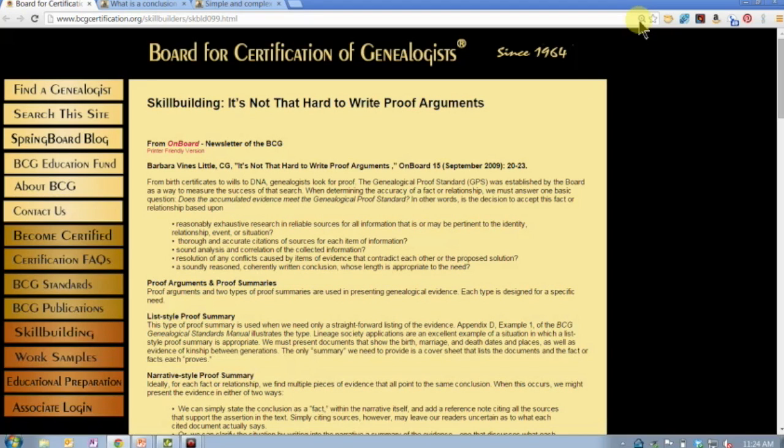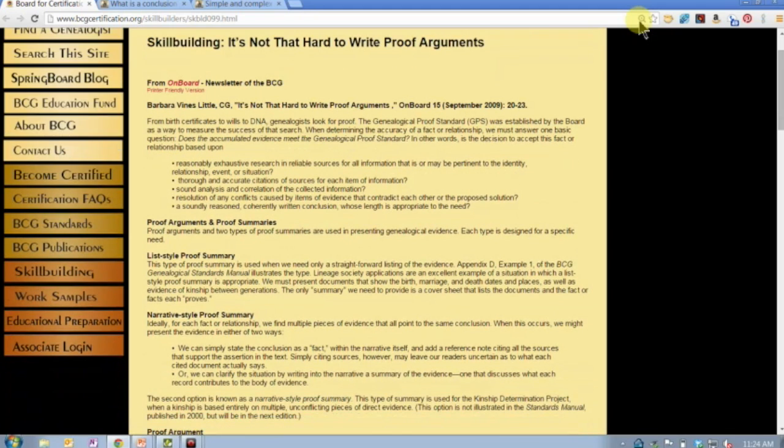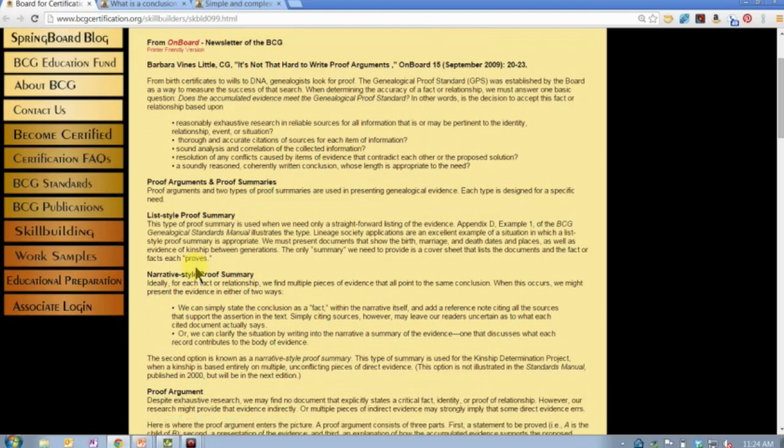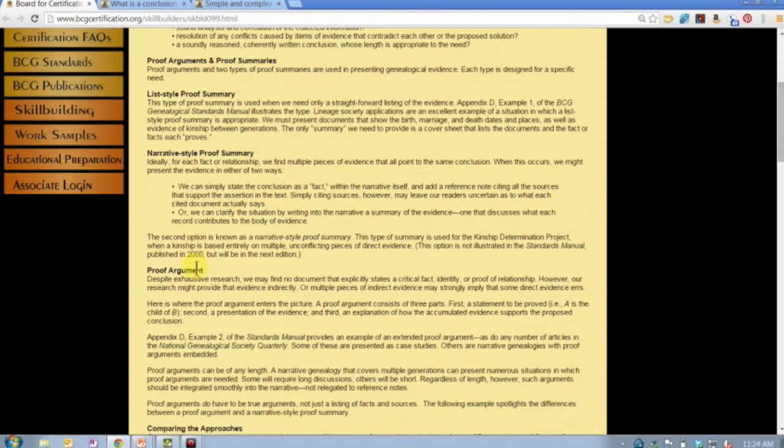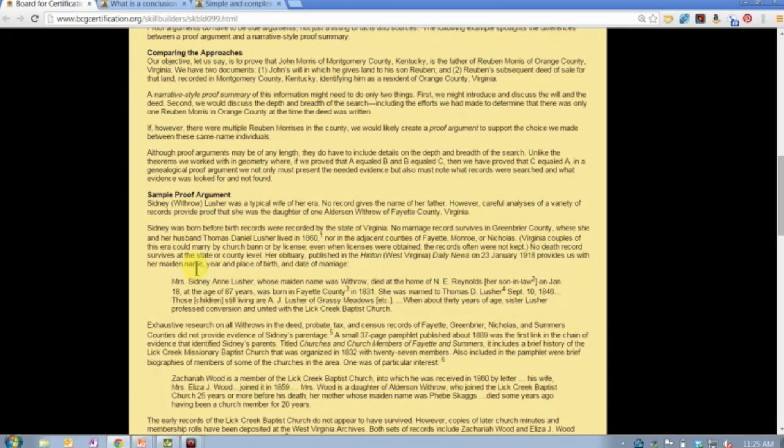So the first article I want to point out here is by Barbara Vines Little, and she wrote an article in the BCG magazine back in 2009 called "It's Not Hard to Write Proof Arguments," and she just beautifully lays out the different kinds of ways in which you can write a proof argument. She talks about the difference between arguments and summaries. She talks about a list-style proof summary, which is what I just showed you in my own tree, where you just list the evidence as you have found it. She talks about narrative-style proof summaries.